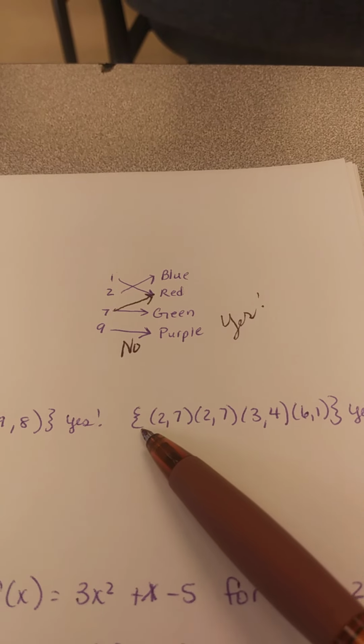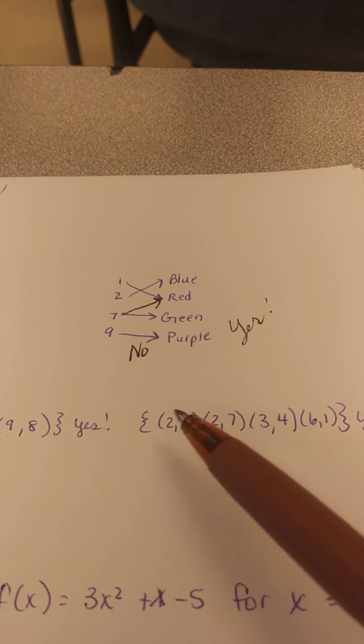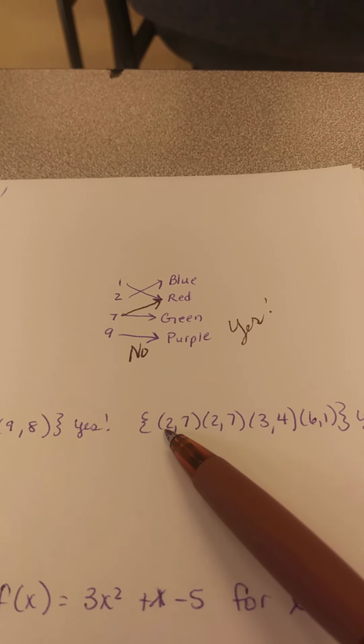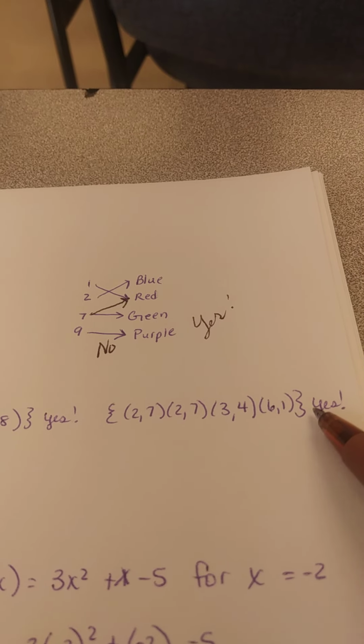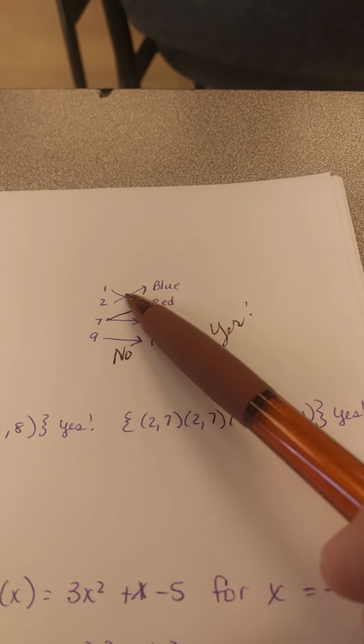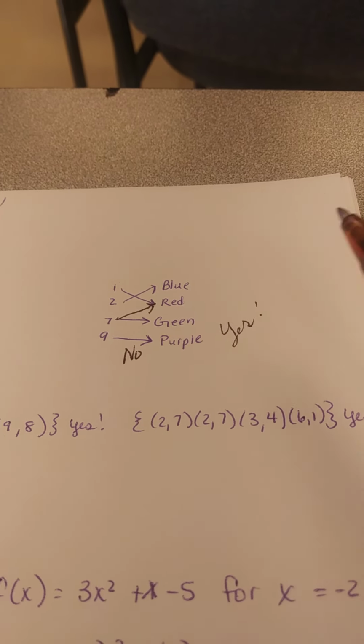Here we've got one, 2 points to 7, 2 points to 7 again. Okay, this is an example of a repeated x, but because it goes to 7 both times, then that's allowed, and this is a function. Because it's really just the same line twice, it isn't the same number pointing to two different things.